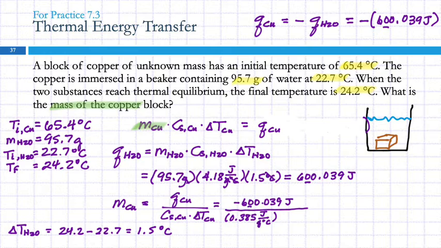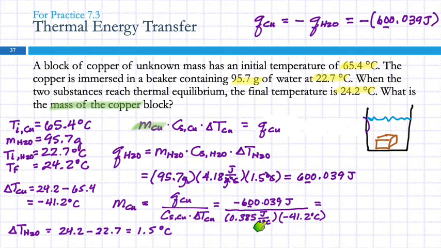Times the change in temperature. Well, this one's going to be different. Let's maybe squeeze it in over here. Delta T for the copper. Again, it's the final temperature minus the initial temperature. The initial temperature of the copper is 65.4. 24.2 minus 65.4 equals negative 41.2. That means the temperature of the metal went down, and that's consistent with what we understand is happening in this problem. So negative 41.2 degrees Celsius down here.